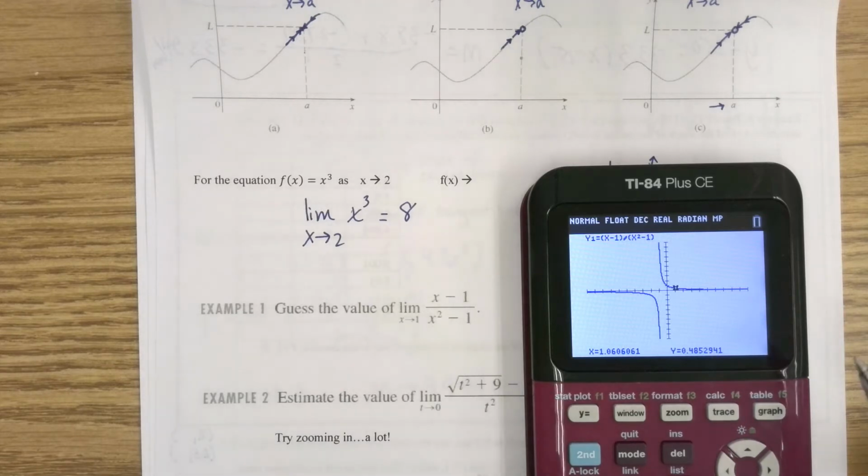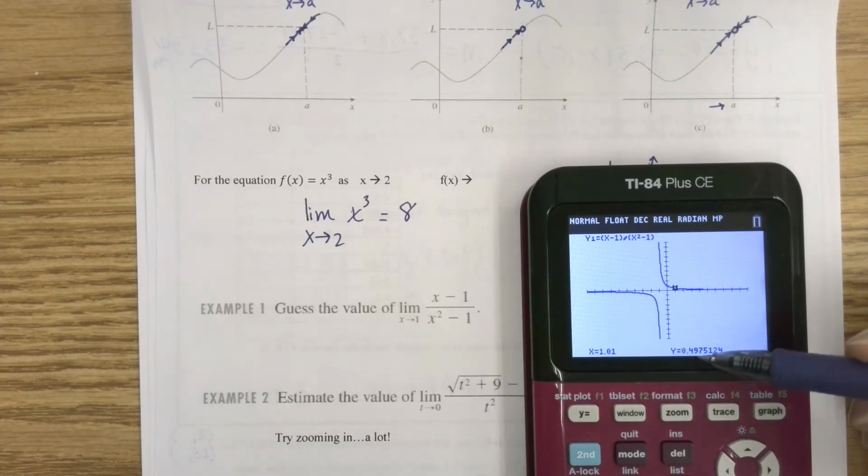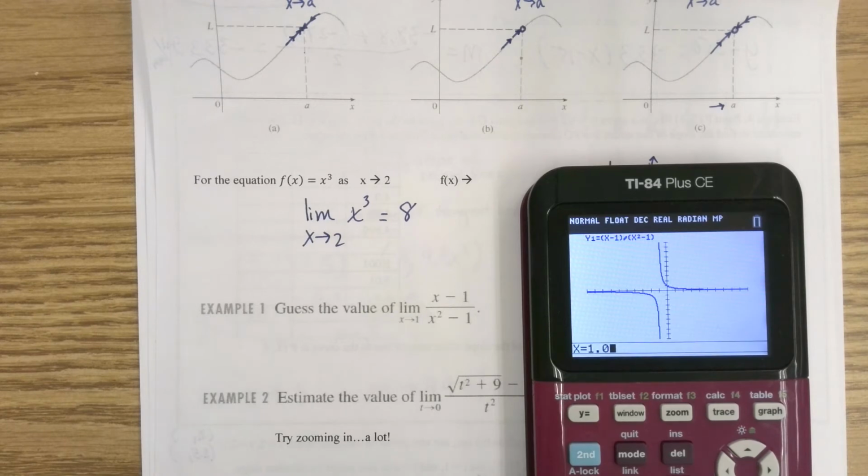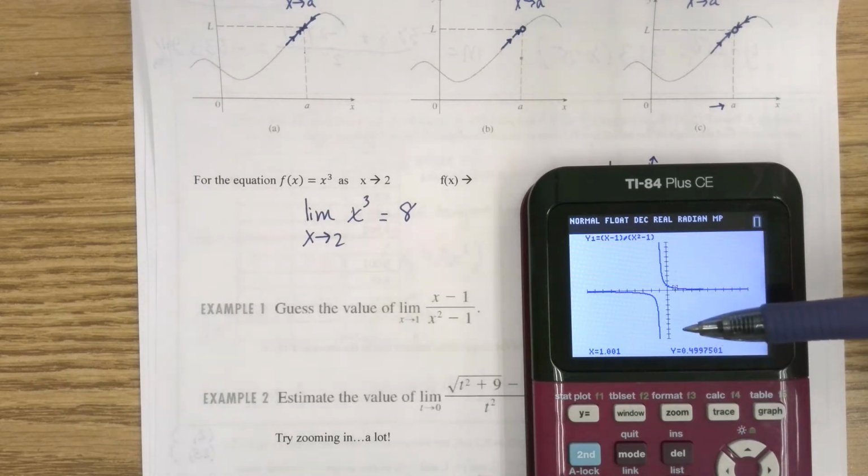Okay, well, maybe I want to get a little bit closer to 1. So we've got 1.06. What if I typed in 1.05? 0.487. What if I got a little bit closer? 1.01, 0.4975. What about 1.001? And so I see it looks like it's getting closer to 0.49975, maybe 0.5.